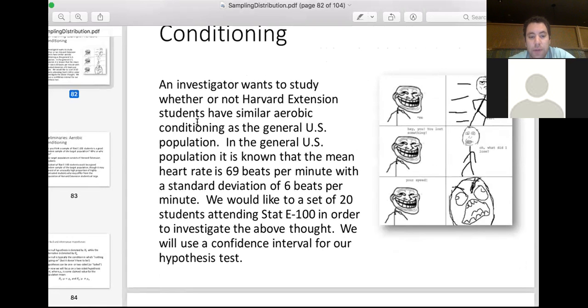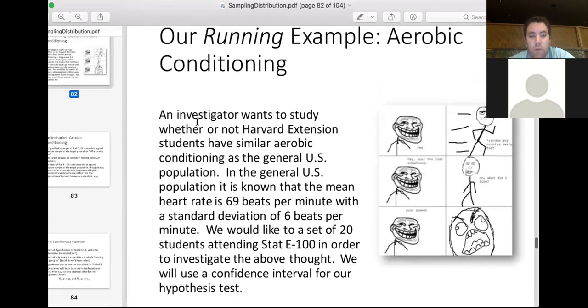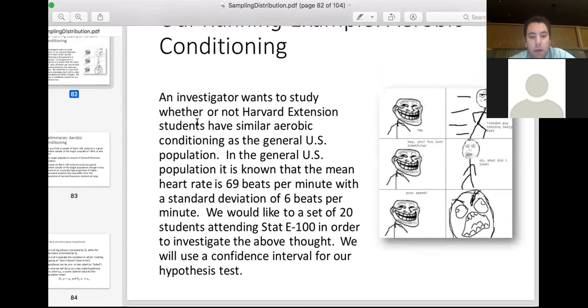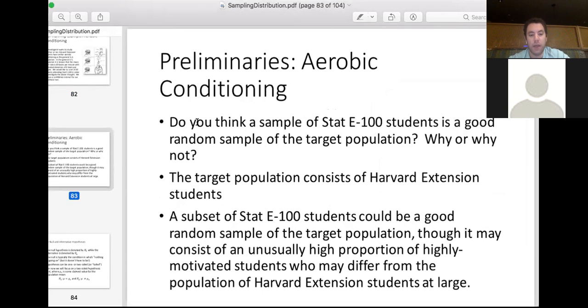To give an example, we can look at aerobic conditioning and running amongst the general population, where the mean heart rate is known to be 69 beats per minute with a standard deviation of 6 beats per minute. We're looking at a set of 20 students from our class in order to investigate that population parameter. So we're going to use a confidence interval for our hypothesis test. The question is first, do we think that a random sample of students from our course is a good sample of the target population, and why not?